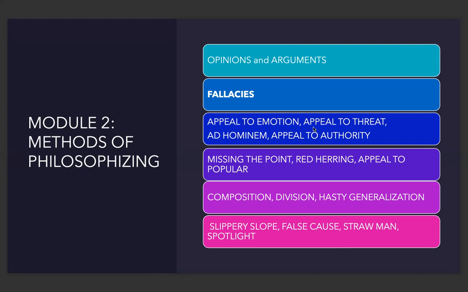Here, we talk about fake arguments or fallacies in which people appear to be arguing, but they're just actually committing a fallacy just to make it look like they know their thing. So just mention the fallacies we're able to talk about, which are appeal to emotion, appeal to threat, ad hominem, appeal to authority, missing the point, red herring, appeal to popular, fallacy of composition, division, hasty generalization, slippery slope, false cause, strawman, and spotlight fallacy.